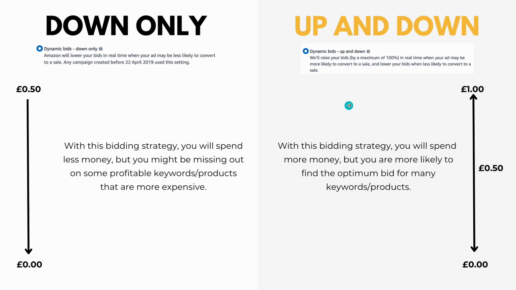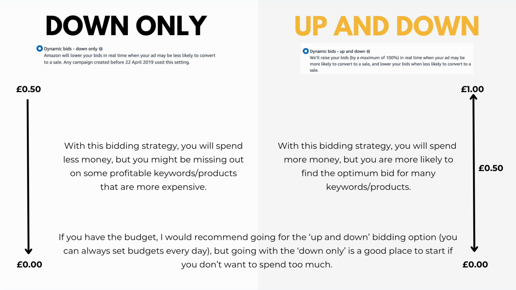But hopefully that helps you understand exactly which bidding strategy is good for you. Again, there is no ideal bidding strategy. It all depends on your budget and what you want to be doing with your Amazon ads. So with that in mind, if you have the budget, I would generally recommend going for the up and down bidding option. You have to remember that you can also set a budget every single day.